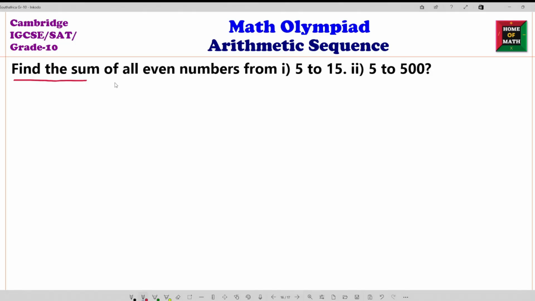Find the sum of all even numbers from 5 to 15 and 5 to 500. 5 to 15 is very simple and primary level, but 5 to 500 is a little bit complex and higher level.